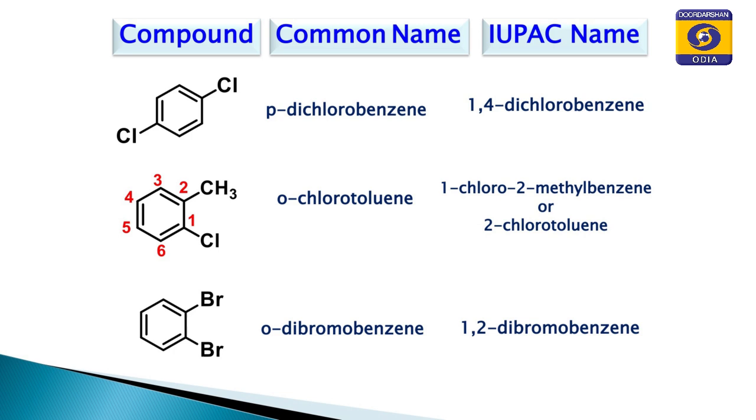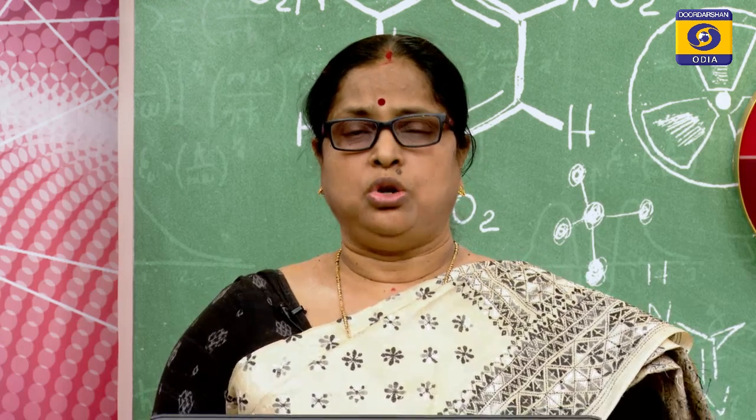And for ortho-chlorotoluene, that is the common name, whereas the IUPAC name is 1-chloro-2-methylbenzene, or you may write 2-chlorotoluene. And for ortho-dibromobenzene as the common name, the IUPAC name is 1,2-dibromobenzene. Similarly, you can practice with a number of organic compounds or haloarenes for giving the nomenclature, so that you will be confident about the nomenclature.